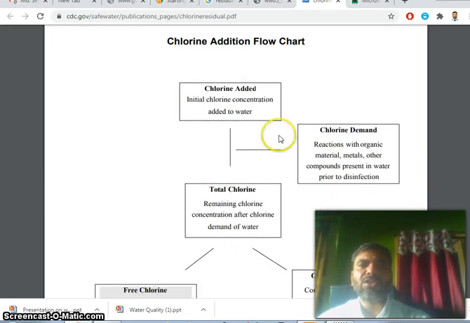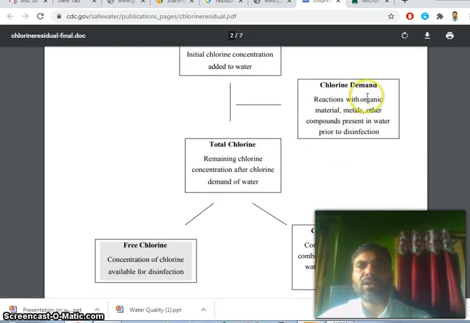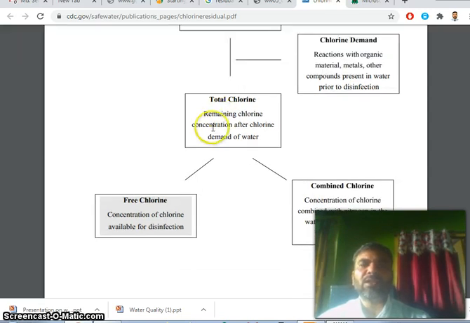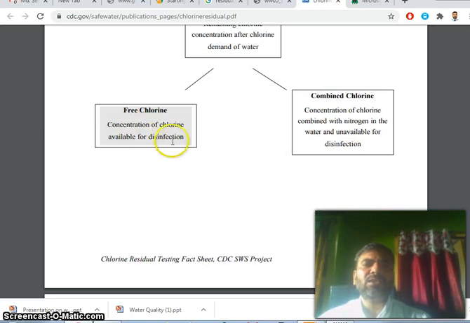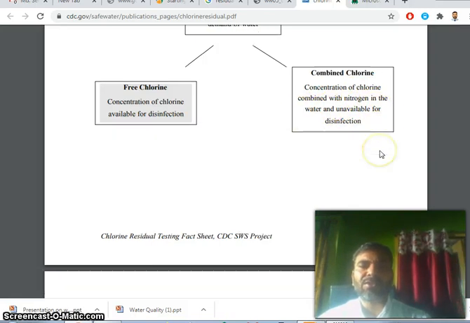So the chlorine addition flow chart is like this. Chlorine added initially: the chlorine concentration added to water. Now chlorine demand: the reactions with organic materials, metals and other compounds present in water prior to disinfection. Total chlorine: the remaining chlorine concentration after chlorine demand of water. Free chlorine: the concentration of chlorine available for disinfection. And combined chlorine: the concentration of chlorine combined with the nitrogen in water and unavailable for disinfection.